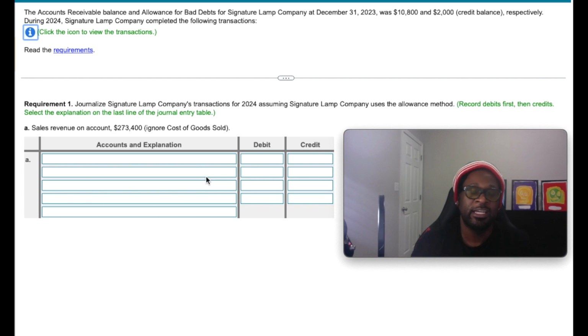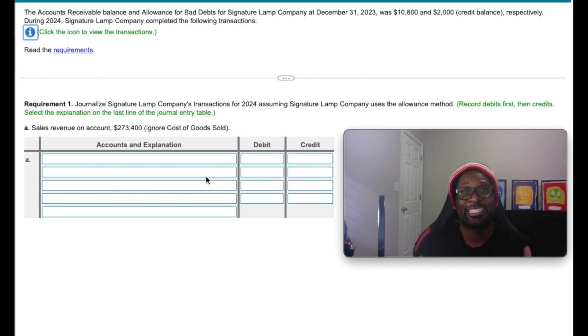Okay, gang. We're dealing with accounts receivable, and one of the bad things that can occur is that people don't pay you your money. Come on now, man. When people don't pay your money, that's considered uncollectible. There are two ways we could account for uncollectibles: the allowance method and the direct write-off method. This particular problem focuses on the allowance method.